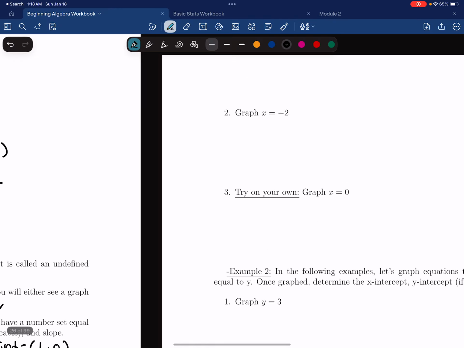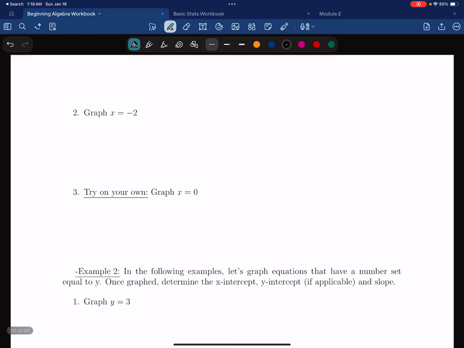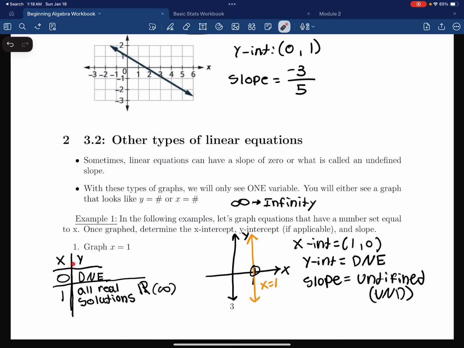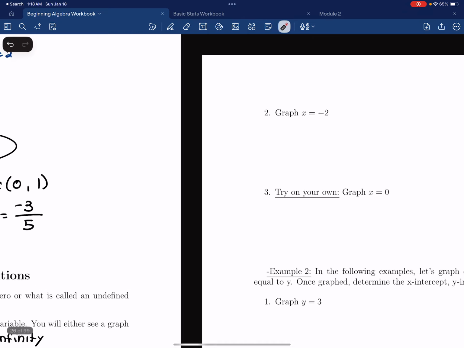Alrighty, so for example number 2, we have graph x equals -2. Now that we have a general idea of what this graph looked like, I will tell you that all graphs where you have x equals some number will be vertical lines. All of them will look exactly like this. They're all going to be vertical lines on the x-axis when you have x equals some number.